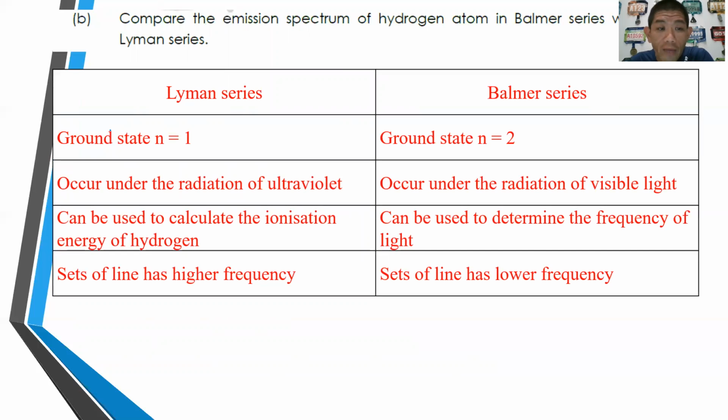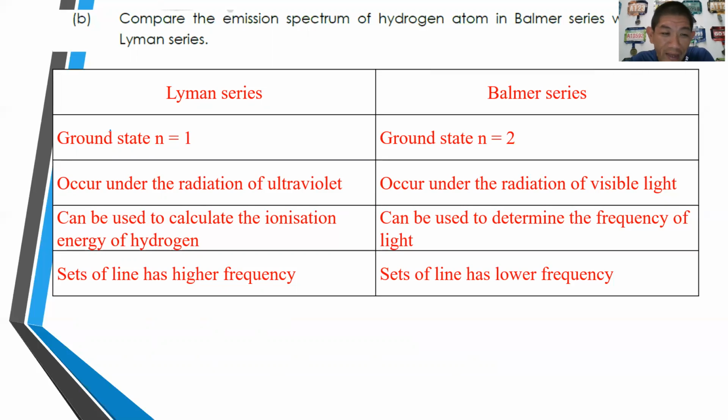Okay, so for the Lyman series, the ground state energy level n1 equals 1. For the Balmer series, the ground state energy level n1 equals 2. So the Lyman series is produced under the radiation of ultraviolet light, whereas the Balmer series is produced under the radiation of visible light. So the Lyman series can be used to calculate the ionization energy, whereas the Balmer series can be used to determine the frequency of the light.